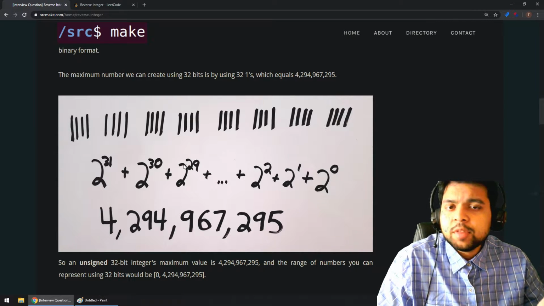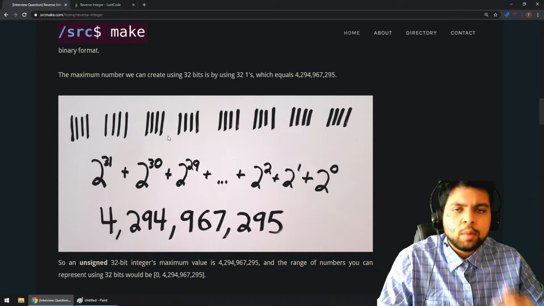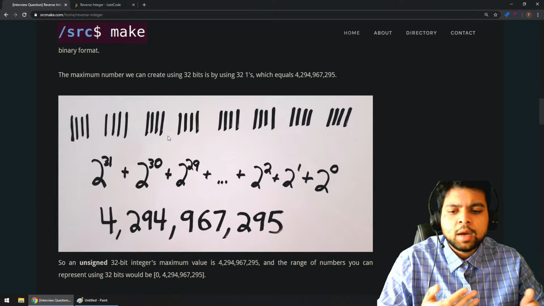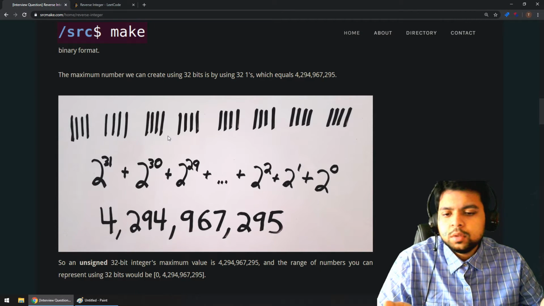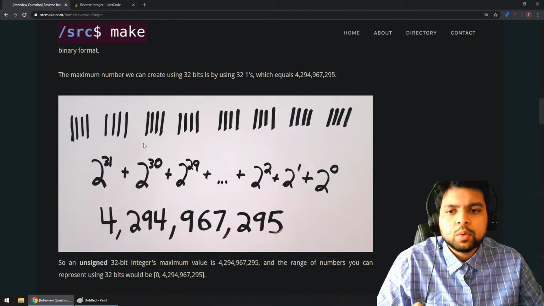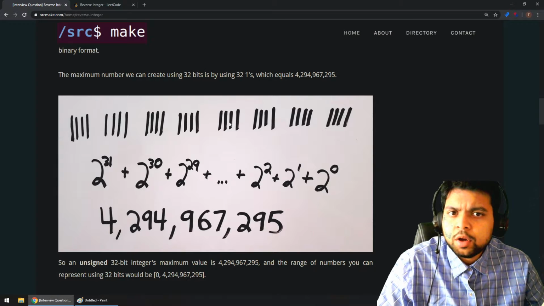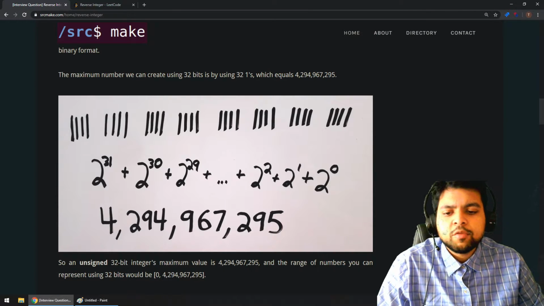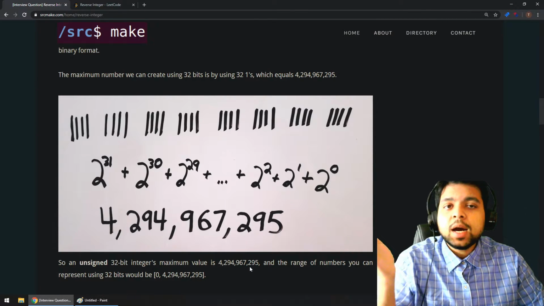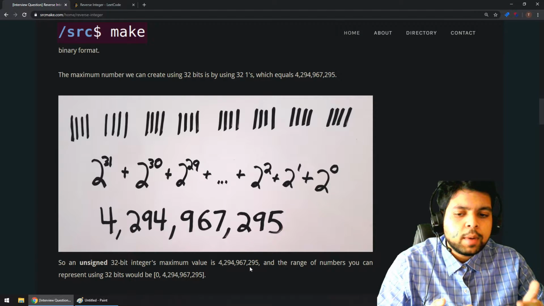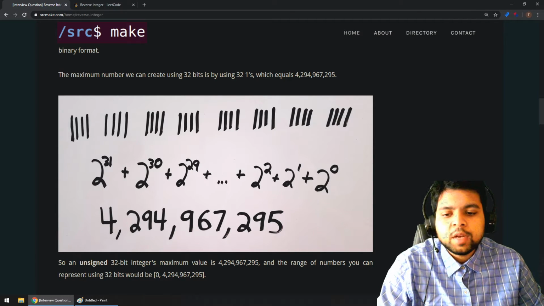Or maybe some of them are 1s, but not all of them, and so that would represent some number in between, like 5, 2 billion, 1 billion. One of those numbers would be in between if one of these was 0. But the maximum we can get is if all 32 of them are 1s, which is what that 4.2 billion is. So that's an unsigned integer, meaning we don't care about negatives, and that's why we have an unsigned range from 0 to 4.2 billion.